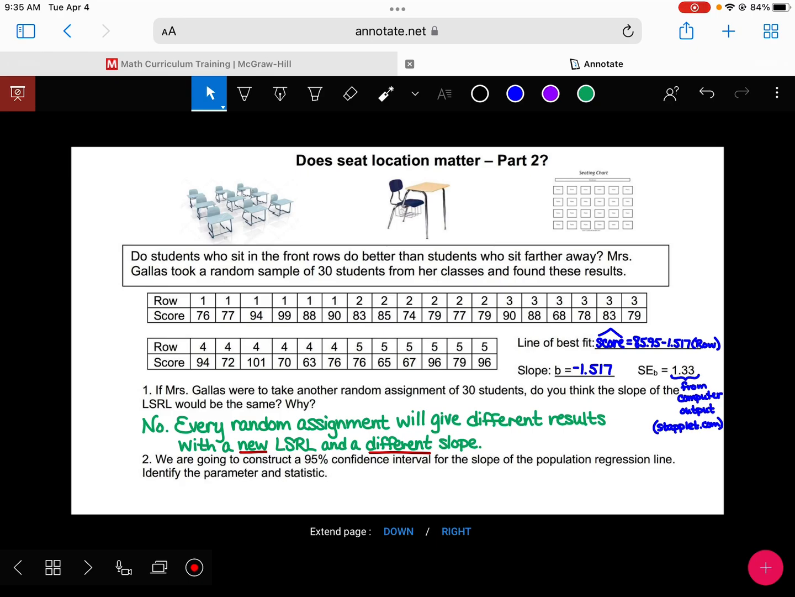What's the statistic that we have to work with? What did you say? 30. That's our sample size. That's important. If I'm trying to estimate the slope, I'm trying to estimate beta. b is my statistic. What is our b value? Negative 1.517. Yes.